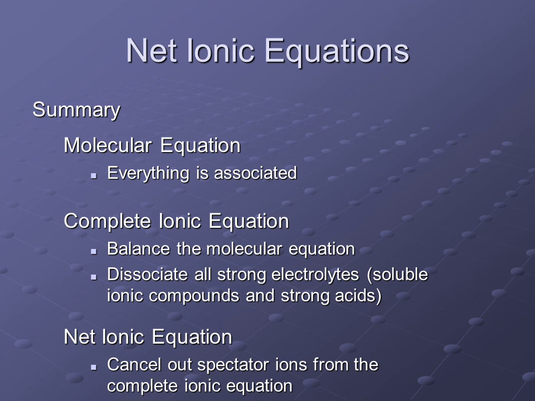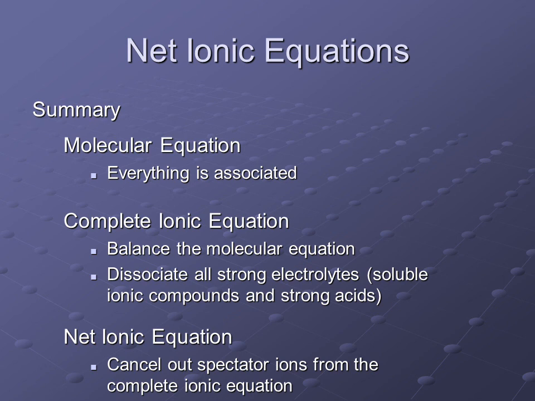Okay, so to summarize our discussion of net ionic equations: in the molecular equation, everything is together, everything is associated. In the complete ionic equation, you have to start with the balanced molecular equation, and then you break apart all the strong electrolytes. You dissociate all the strong electrolytes, and just a reminder, the strong electrolytes are going to be your soluble ionic compounds and your strong acids.